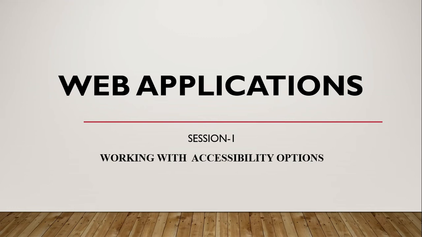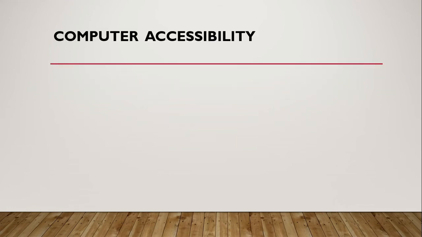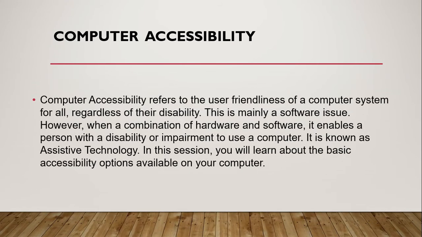So what do accessibility options mean? Computer accessibility refers to the user friendliness of a computer system for all. How we deal with a computer is nothing but computer accessibility, regardless of disabilities or whatever it is. How you can access a computer is computer accessibility.